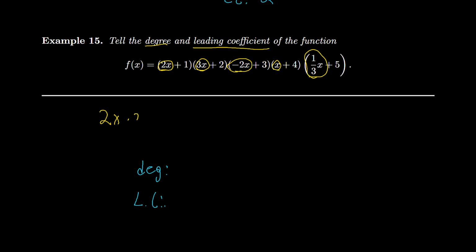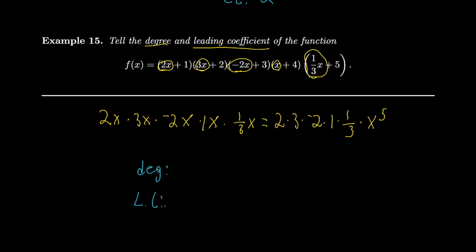2x times 3x times negative 2x times x times 1/3 x. Let's get all the numbers together. That's a 1x. That's 2 times 3 times negative 2 times 1 times 1/3. Times, and then there's, look, 1, 2, 3, 4, there's 5 x's. So there's 5 x's, that's x to the 5th.